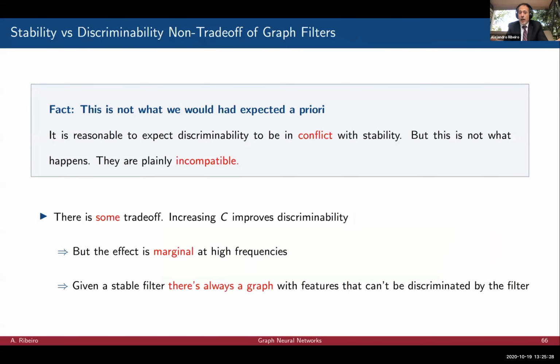Now, I think that it is fair to say that this is not what we would have expected a priori. It is reasonable to expect discriminability to be in conflict with stability, but this is not what happens, right? So they are plainly incompatible. There is some trade-off, okay, because increasing C does improve discriminability, but the effect is marginal at high frequencies. And more formally, given a stable filter, there's always a graph with features that cannot be discriminated by the filter.